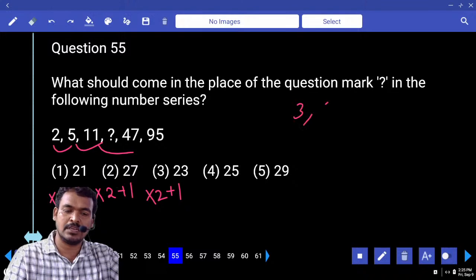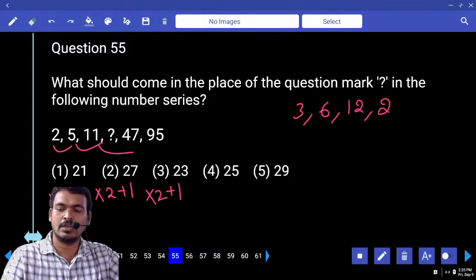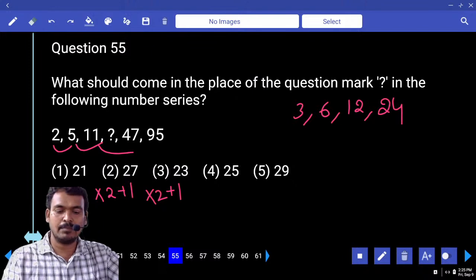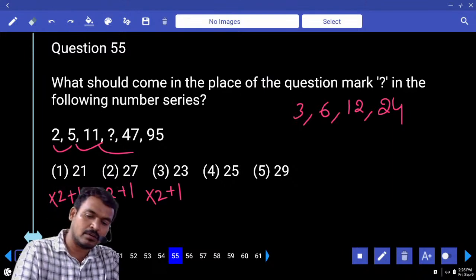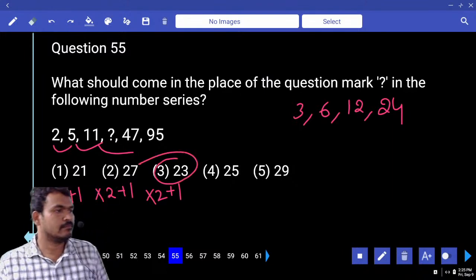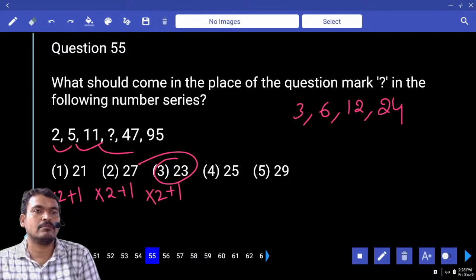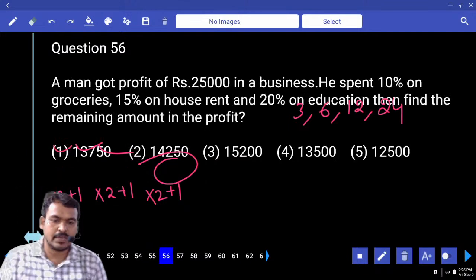Or the previous one. What is the difference? 3, 6, next 12, next 24. 11 plus 12, how much? 23. 23 plus 24, 47, or not? Answer: 23, 2 2 plus 1, or not? 56.